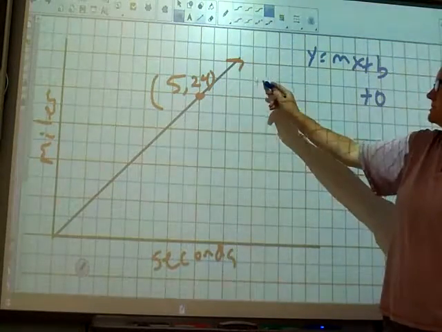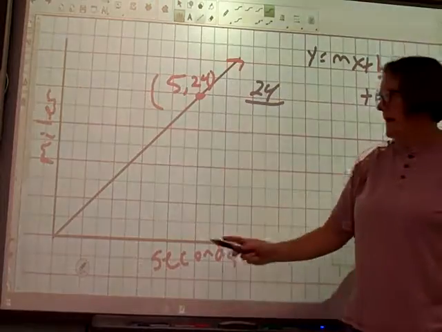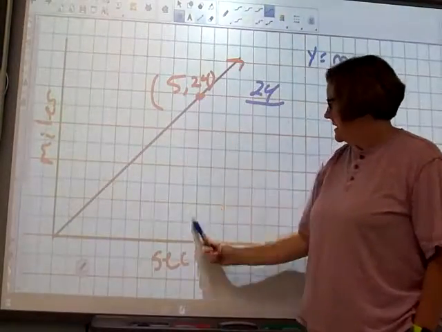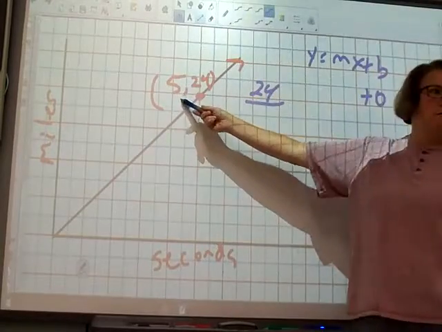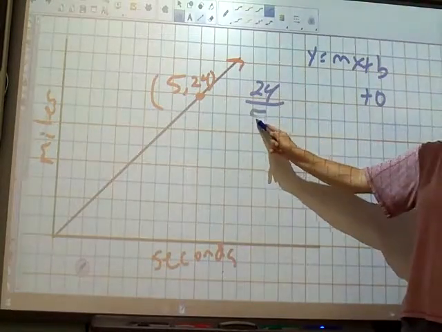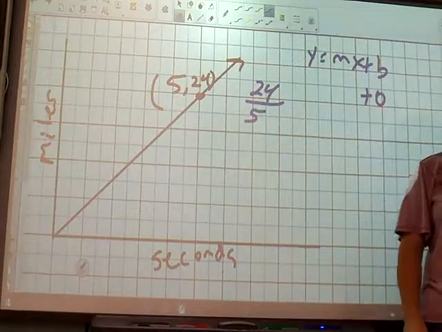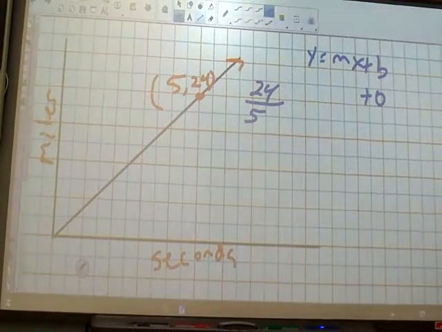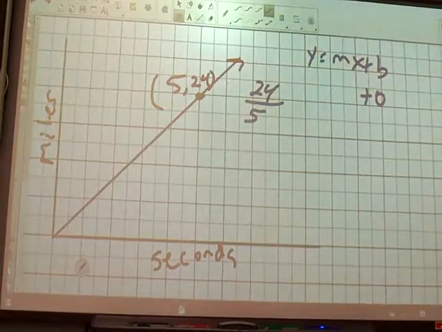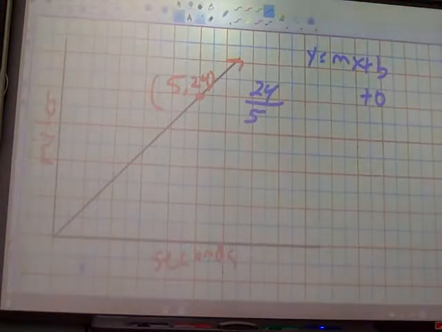So your rise is 24. Okay, now from here to here, what's the run? How far is that? 5. So rise over run. Right? Okay, now you can leave that because that doesn't reduce, so you can leave it as 24/5 if you wanted to. I don't have a problem with that.